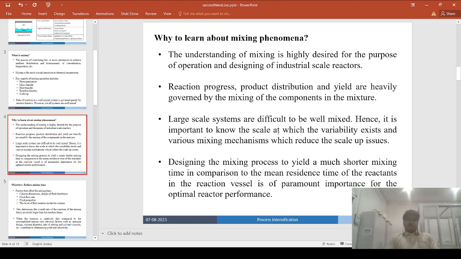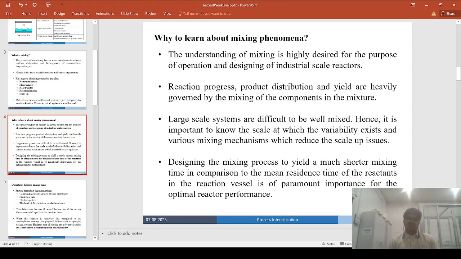Now that we have defined what mixing is, now comes the question of why to learn about mixing phenomena. We have defined mixing, we have said that the heart of chemical engineering is mixing, and we have also discussed the key aspects of the mixing operation. But why learn about mixing?